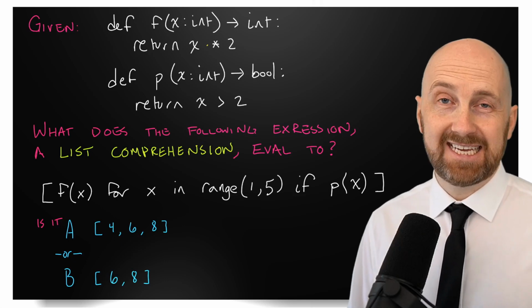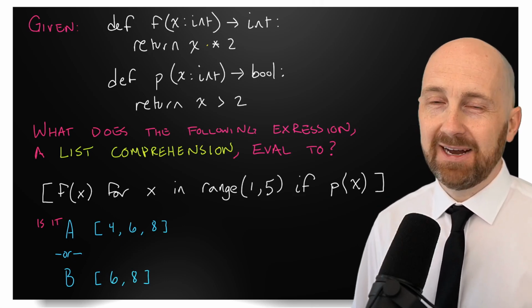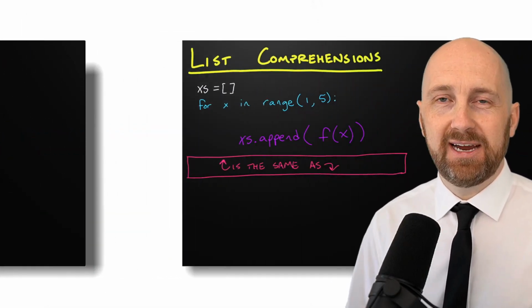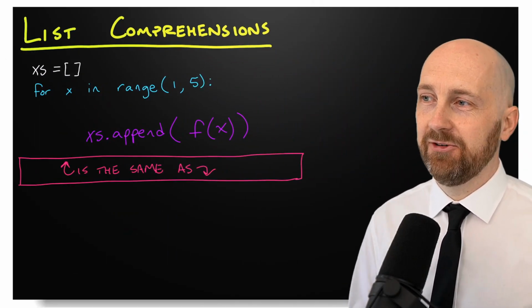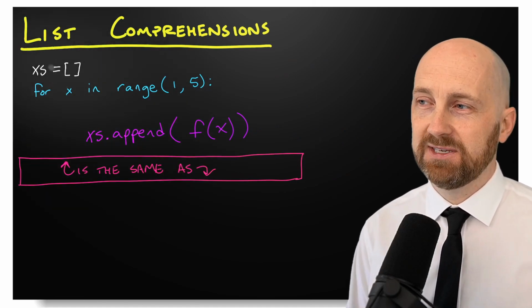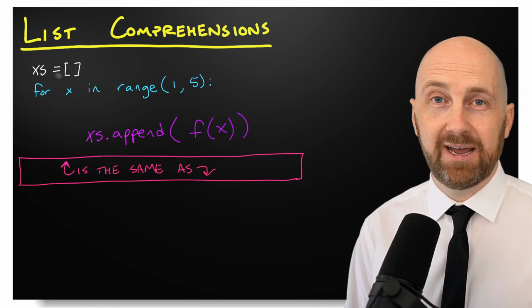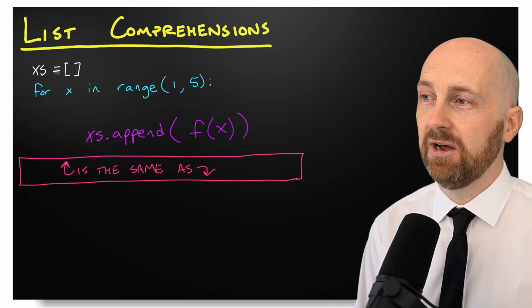So did you get the list A, 4, 6, 8, or B, 6 and 8? Well, before I give you the answer, let's break down what's actually happening here and try and understand the syntax. And first I want to talk about how you would have expressed the same concept using plain old Python syntax without having list comprehensions in your repertoire.